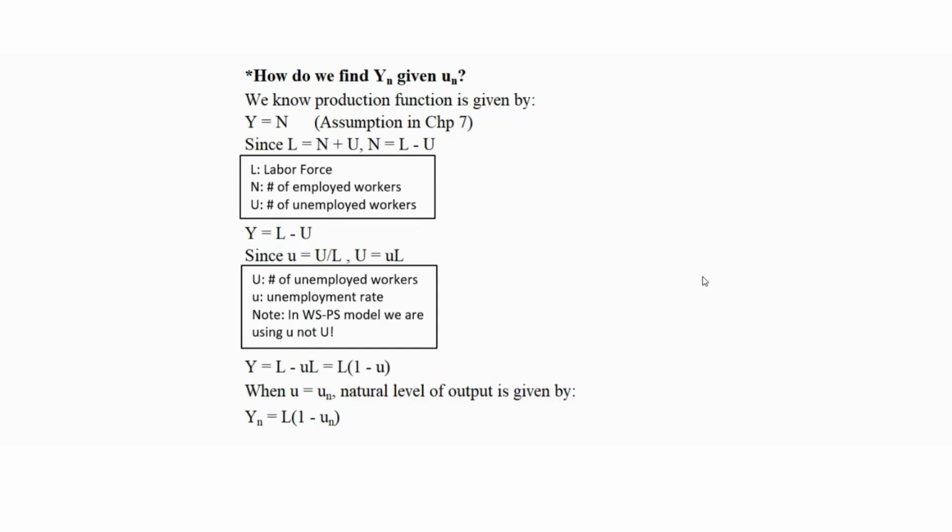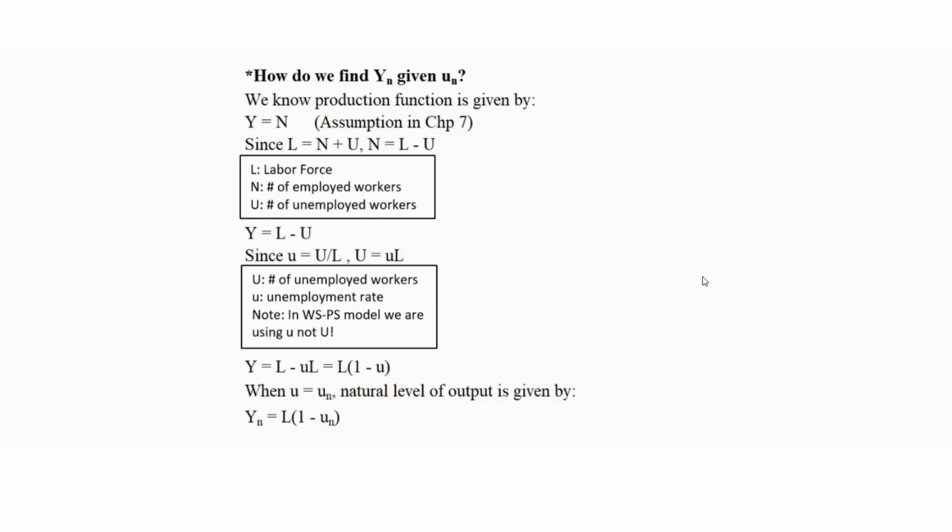Now, the idea is that capital U is the number of unemployed workers, but in the WS-PS model, what we're essentially using is the unemployment rate, small u. So we want to write Y specifically in terms of small u, not capital U. But we know that the unemployment rate small u is equal to the number of unemployed workers capital U divided by the labor force L. So from here we can write capital U, the number of unemployed workers, as the unemployment rate small u times L, the labor force. In this way we can write Y, output, in terms of the unemployment rate small u.